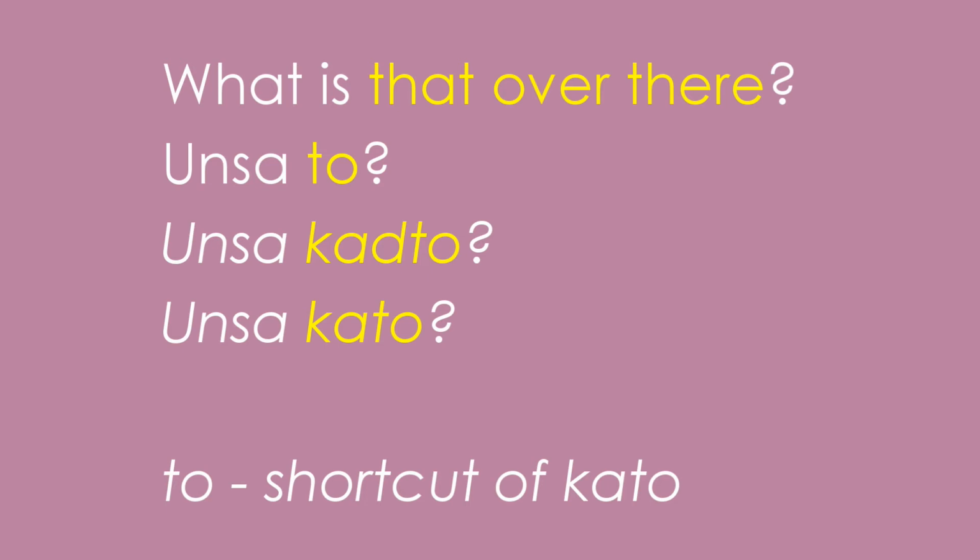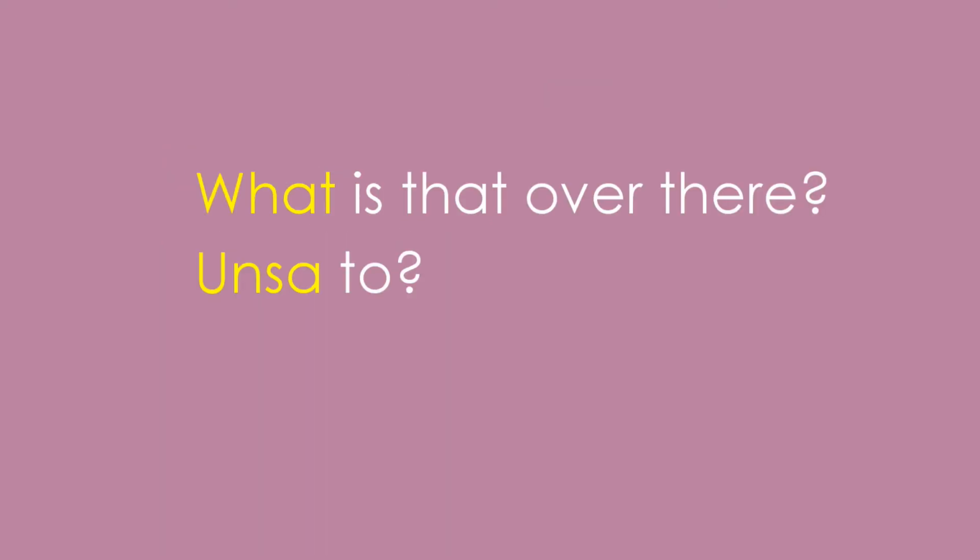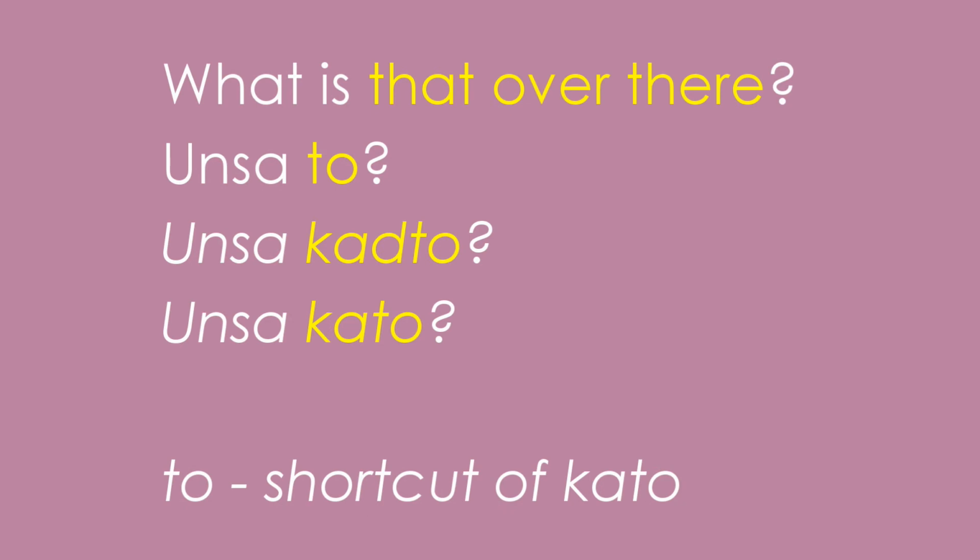Unsa to is the shortcut version. To is the shortcut of kadto or kato. Okay, now let's break it down. What is unsa? That over there is kadto, or to for the short version. Or you can say unsa kato. But the most common is unsa to. Unsa to. Okay? Now you know how to say what is that over there in Bisaya Cebuano.